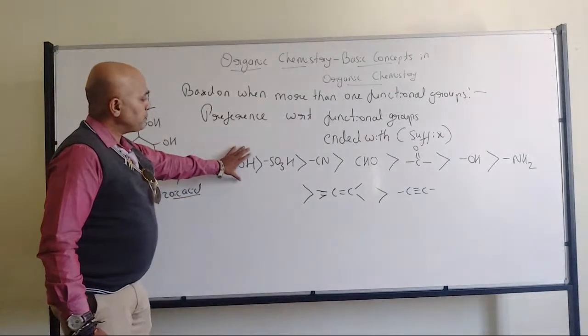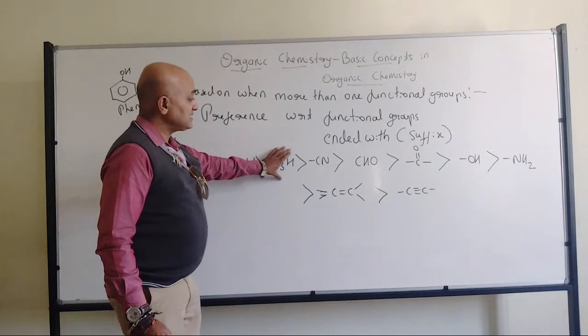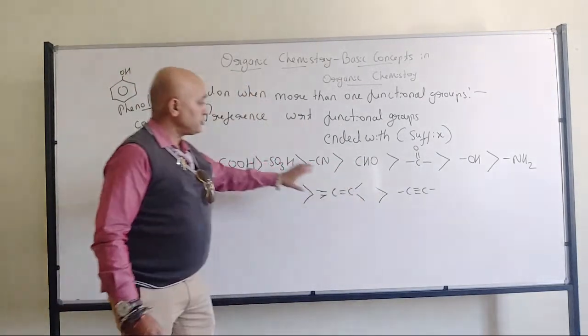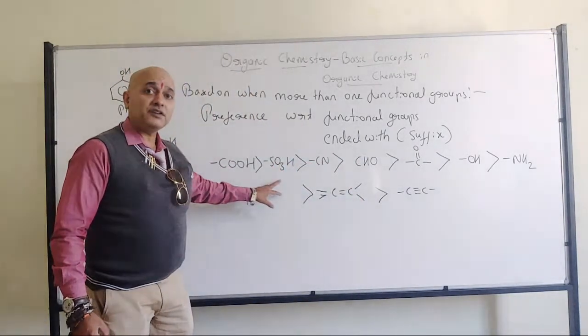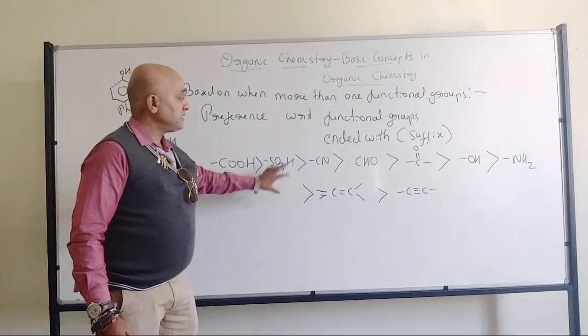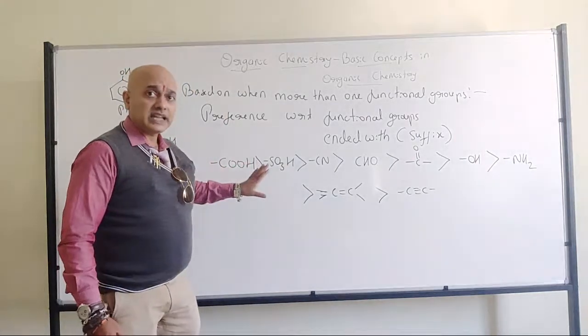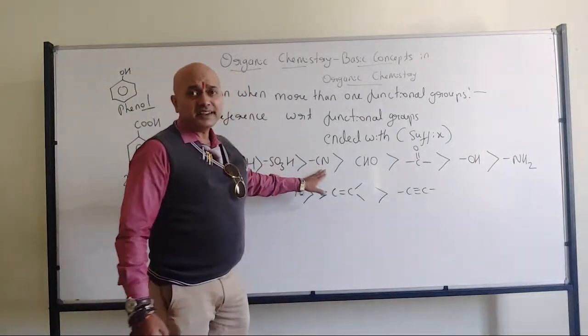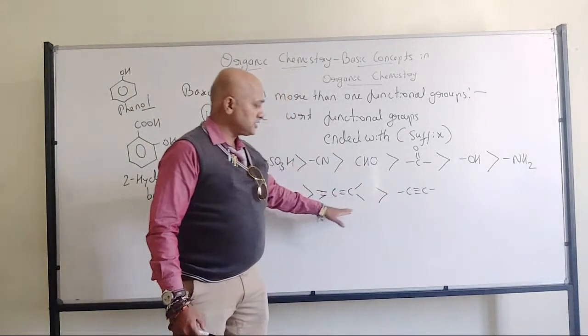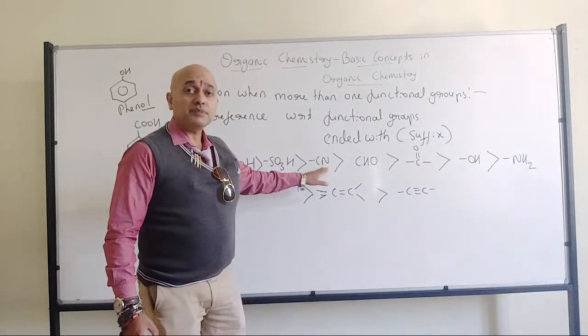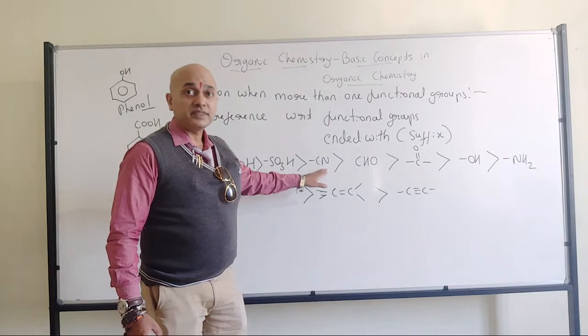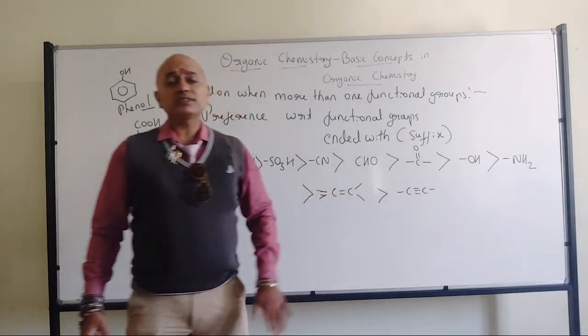If a carboxyl group is not there, but sulfonic acid is there, with any other functional group, the name of the molecule should end with sulfonic acid. If sulfonic acid is also not there, and we have the nitrile group and any other functional group, the name of the molecule should end with nitrile. So that's what preference talks about.